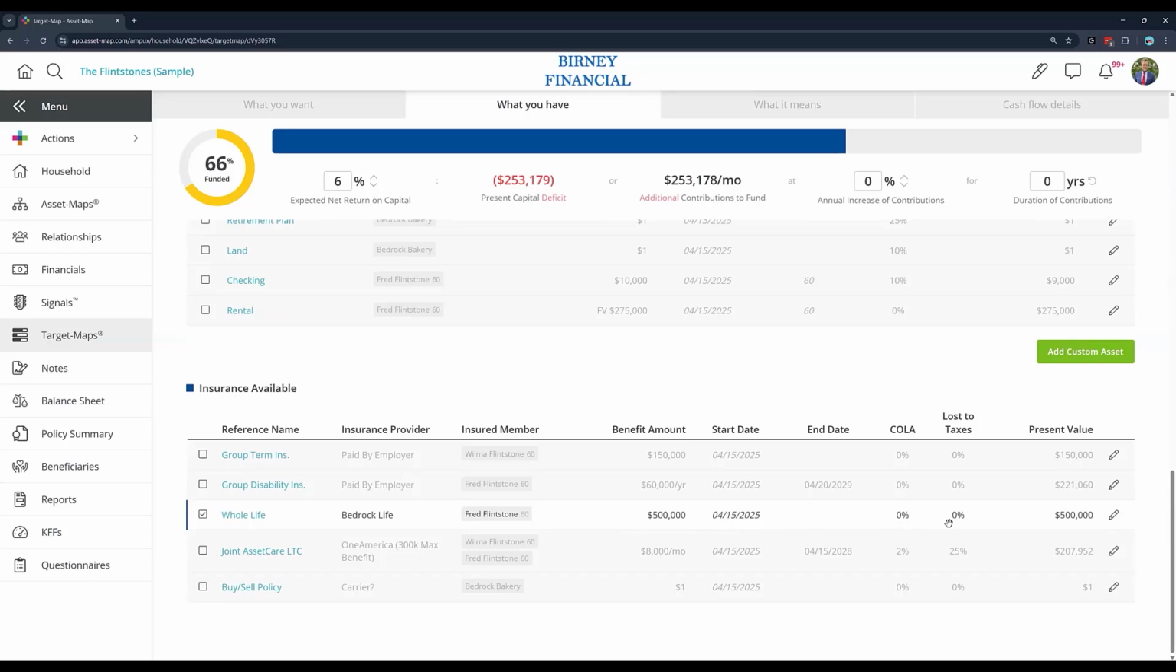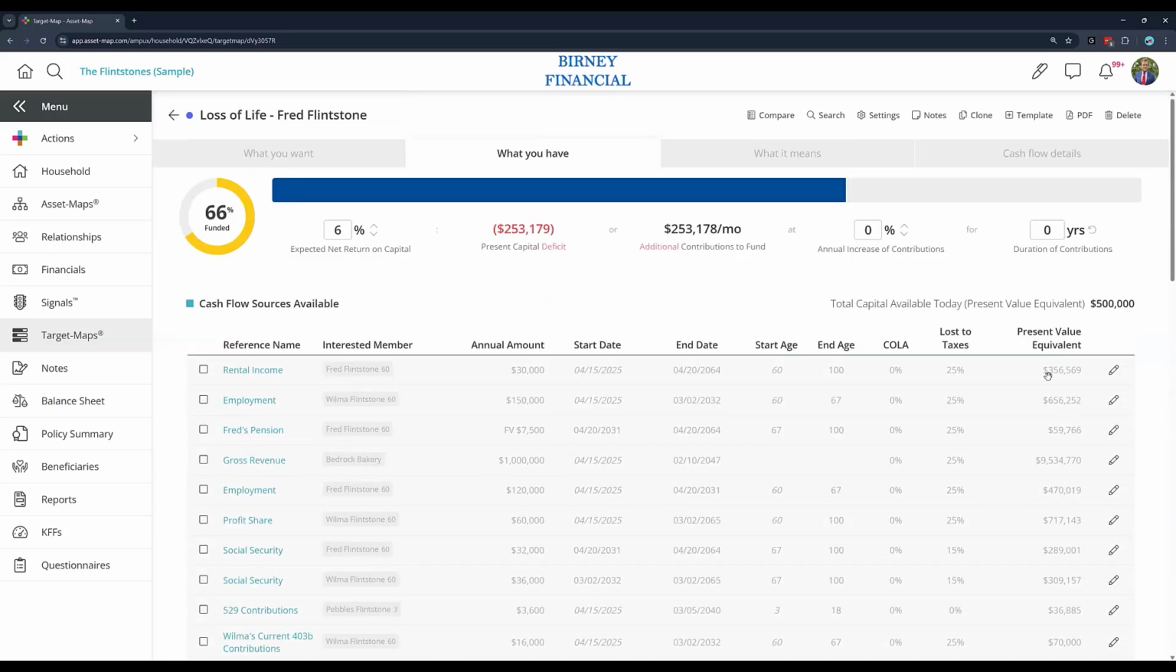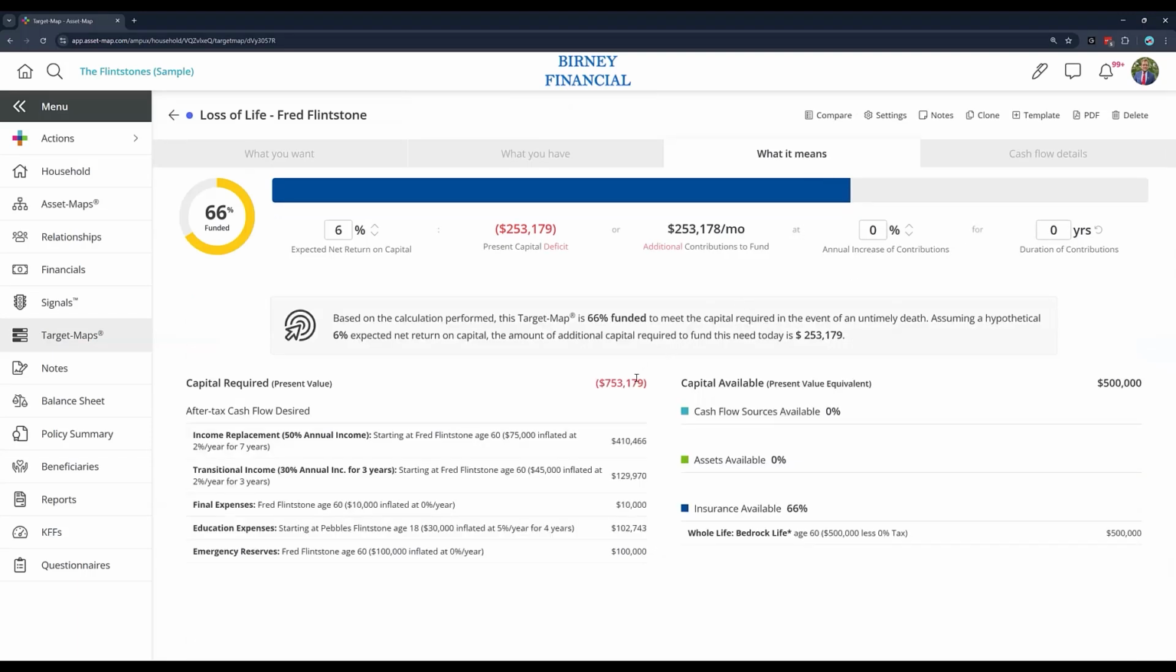If he's gone tomorrow, that pays out tax-free $500,000. No COLA, no taxes. This is pretty simple math here. So today we have the equivalent of $500,000. What does it mean? If we lose Fred right now, we need to have 753 to pay for all these goals we just said were important.